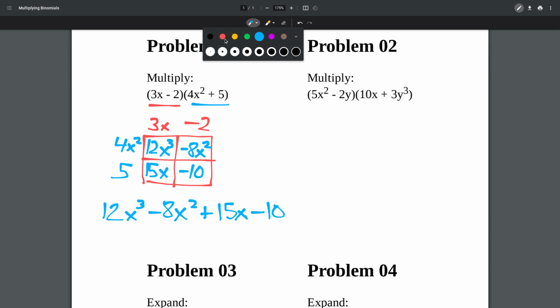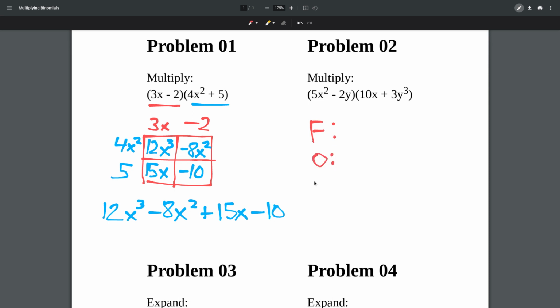In this next problem, in problem 2, I'm going to use the FOIL strategy. So FOIL stands for first, outer, inner, last. And it refers to where the terms are in regard to the binomial. So I'm going to take the first terms of each binomial, so 5x squared times 10x, and that's going to give me 50x cubed.